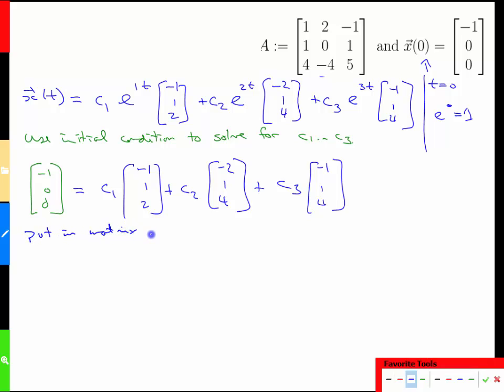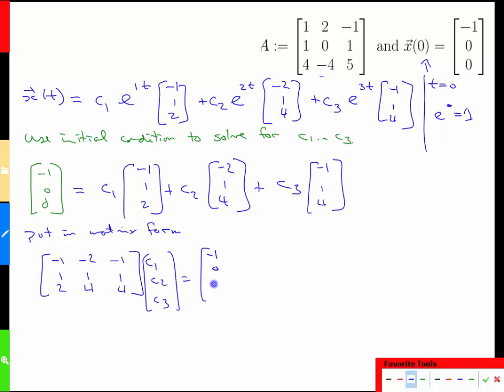And the way we can do that is we think of this column times C1. So that would be -1, 1, 2 times C1. And then the next column, -2, 1, 4 times C2. So we're building a vector on the right here. And then -1, 1, 4. All of that gives us -1, 0, 0.